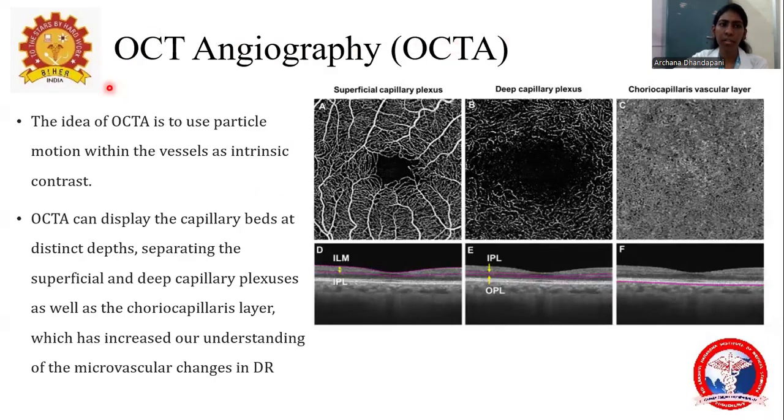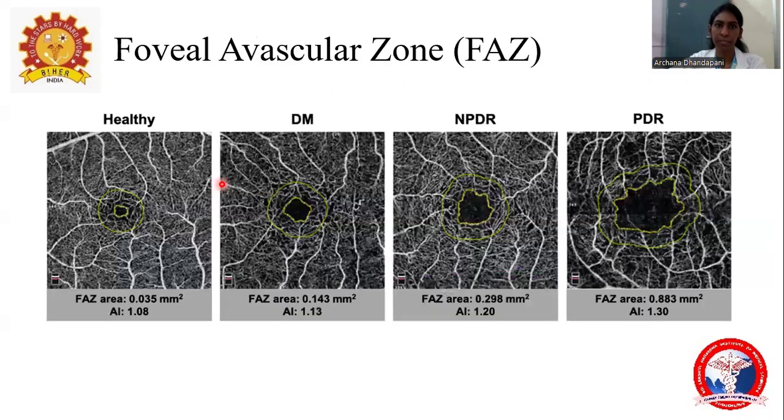The idea of OCTA is to use particle motion within the vessels as intrinsic contrast, that is the moving blood cells. We use it as an intrinsic contrast. For this angiography, we don't use any dye. It is a non-invasive procedure. It can display the capillary beds at distinct depths, separating the superficial and deep capillary plexus as well as choriocapillaris layer, and which has increased our understanding of the microvascular changes in diabetic retinopathy.